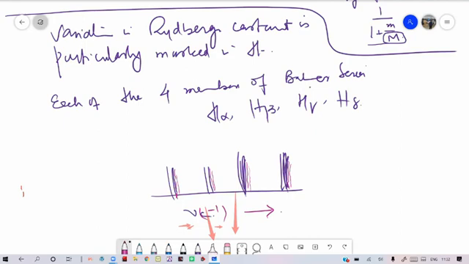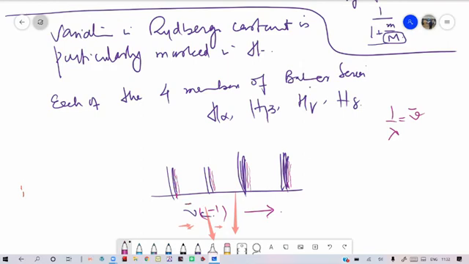Who is writing? Somebody is writing. Please remove these arrows. Weak component. New, it is wave number. It is not the frequency. 1 by lambda. Actually, it is new bar.